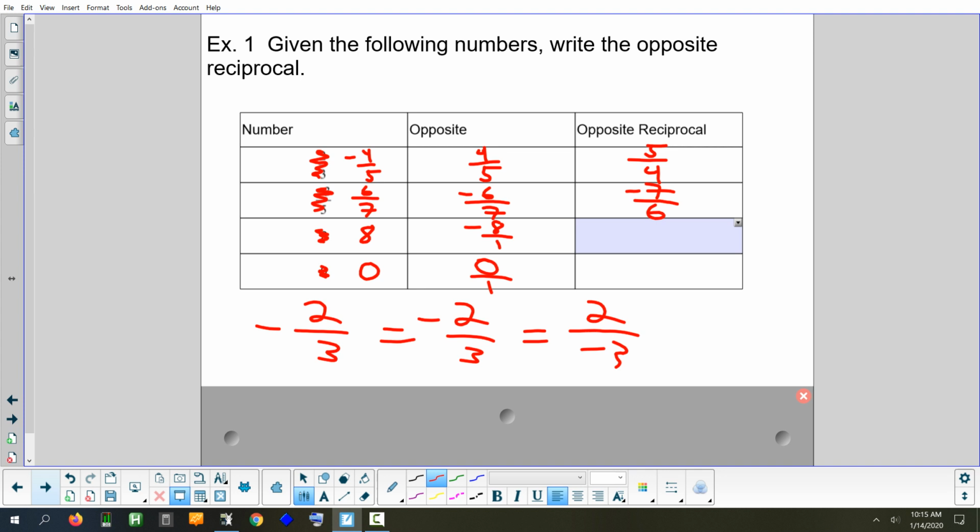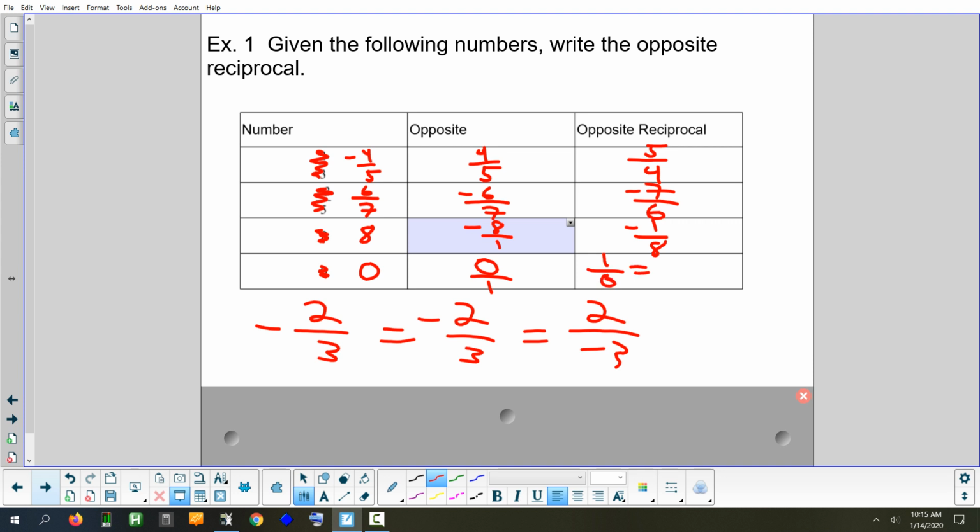How about the reciprocal of negative 8/1? Negative 1/8. Yep. And now you've got to be careful with this one. 0/1. What do you get when you flip 0/1? 1/0. You get 1/0.